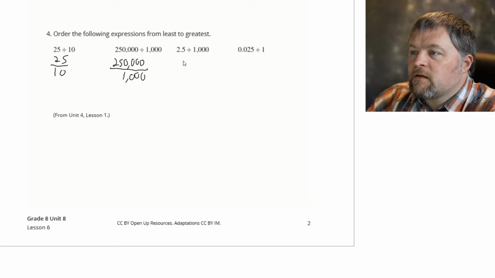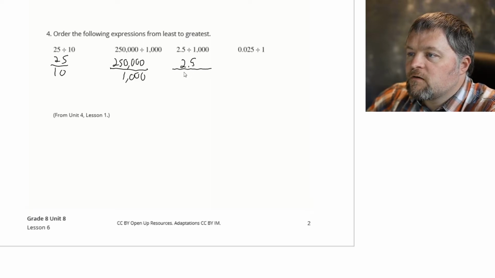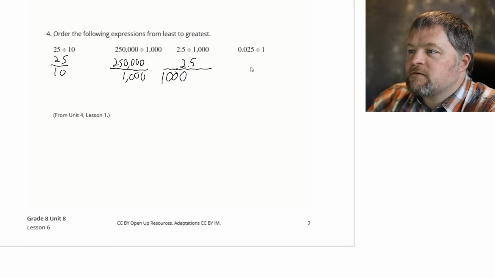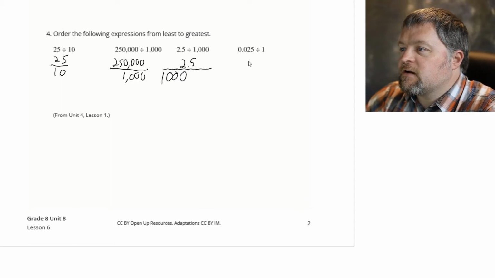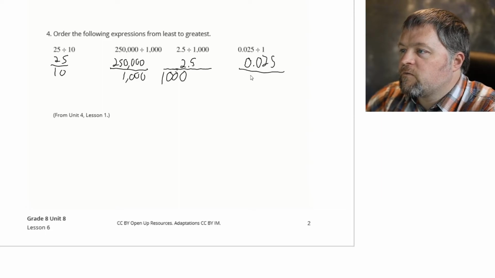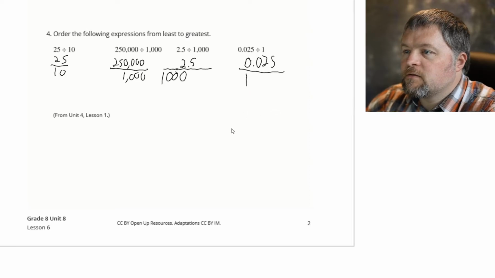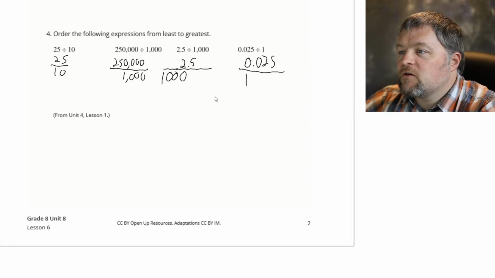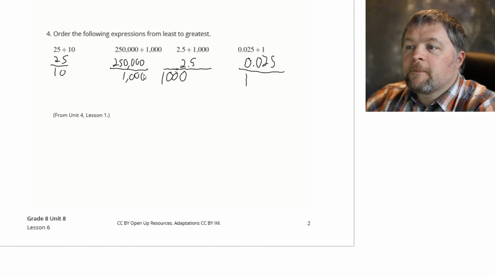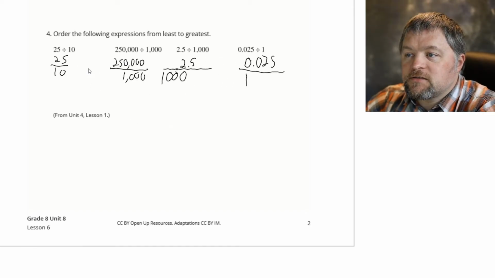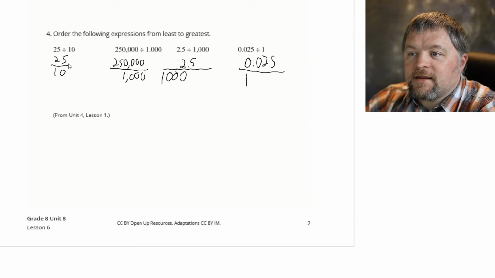This one is 2.5 over 1,000. And this one here is 0.025 over 1. Now you'll notice I organized these a little bit, lining up significant digits. 25 divided by 10 is 2.5.